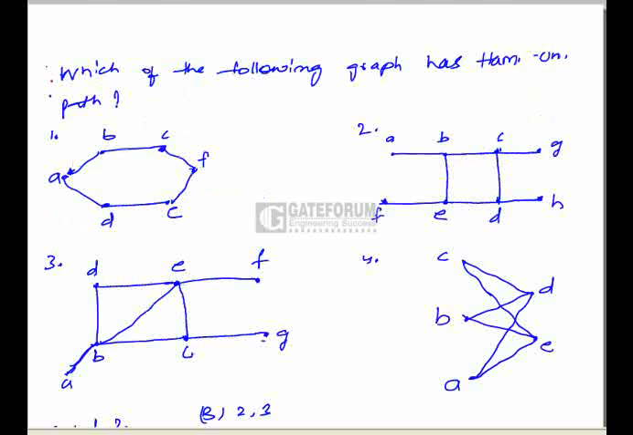Here in this question, 4 graphs are given and we have to identify the graph which contains Hamiltonian path. In order to solve this problem, we have to know what is a Hamiltonian path. Hamiltonian path is a path in an undirected graph which visits each and every vertex exactly once.